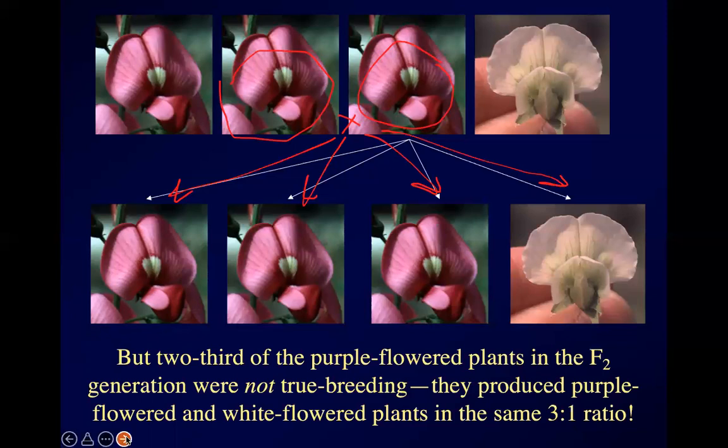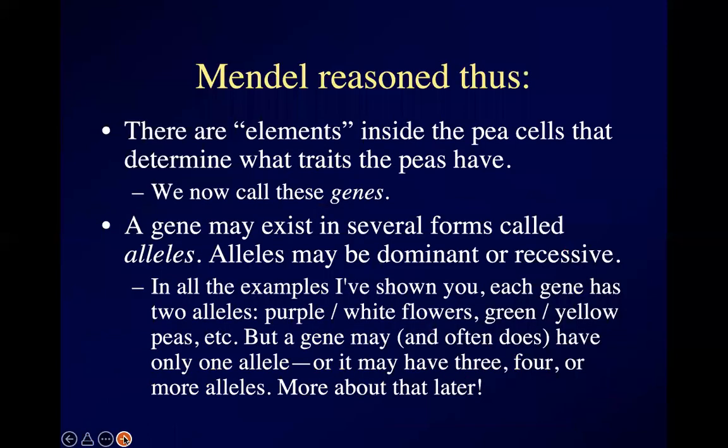So this is weird. Not all of the purple flowered plants in the F2 generation are identical. Some of those F2s, if you let them breed, will only produce more purple flowered plants, but some of those purples in the F2 generation will produce both purple and white plants if you let them reproduce. So how do we put this all together? Goes like this. There are some kind of elements rattling around inside pea cells that determine what traits the peas have. Now, Mendel's word for these was elements, or Elementen, since he wrote in German.